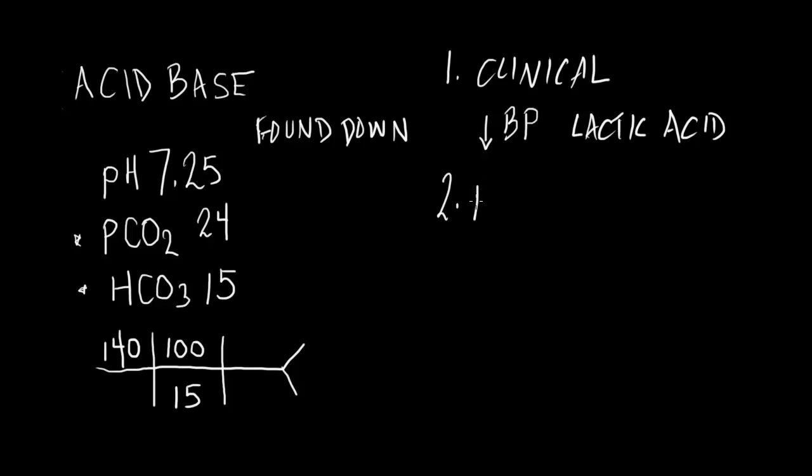The next step is our pH. Is our pH above or below 7.4? And in this particular case, it's below 7.4. And so we have an acidemia, which is what we suspected according to our clinical information.